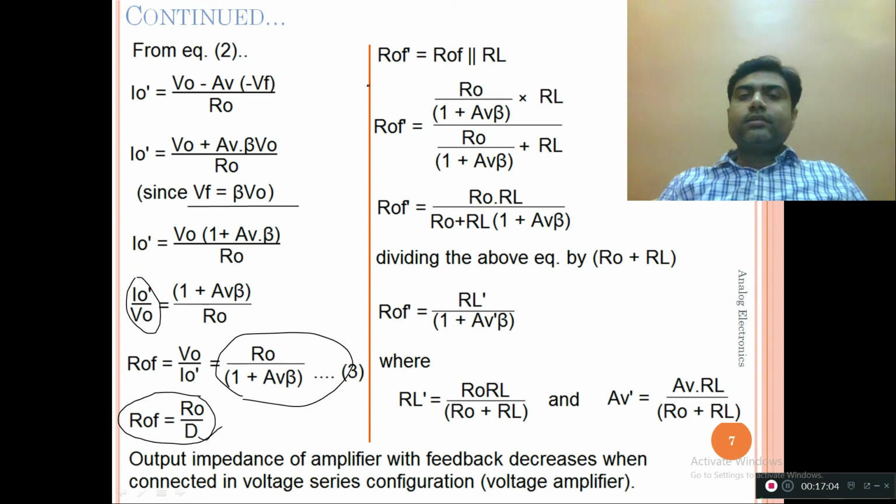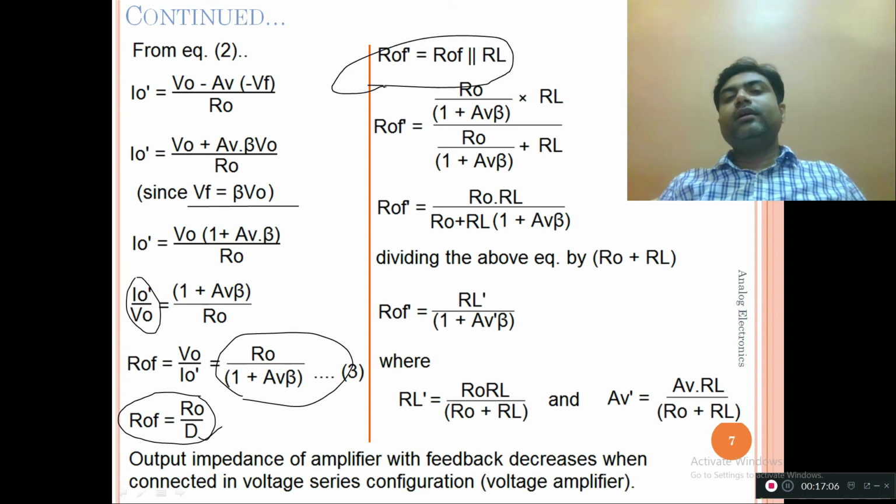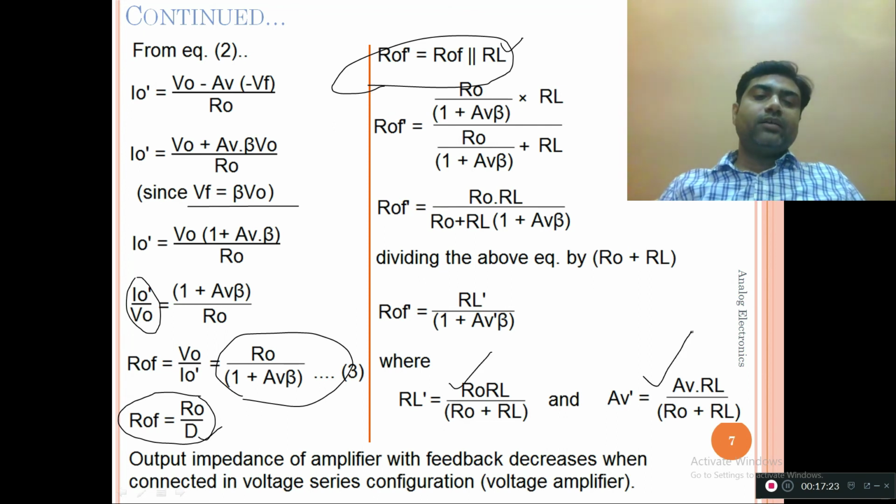So this is nothing but ROF dash when we are considering the value of RL also. ROF dash can be found as the parallel combination of ROF and RL. You can go through the slide. These are just the equations, and at last we define the constants RL dash and AV dash, and this is how we calculate the value of RIF and ROF.